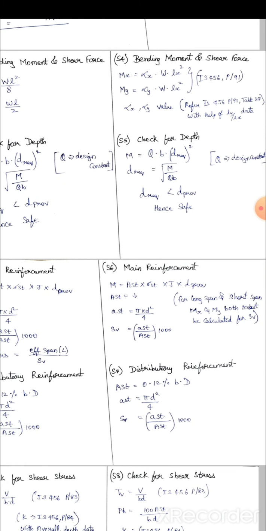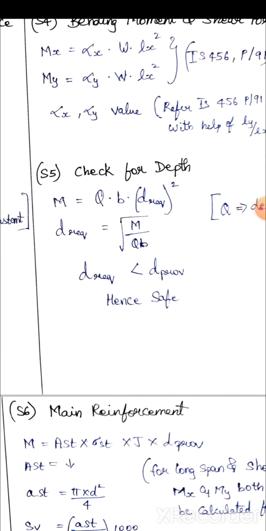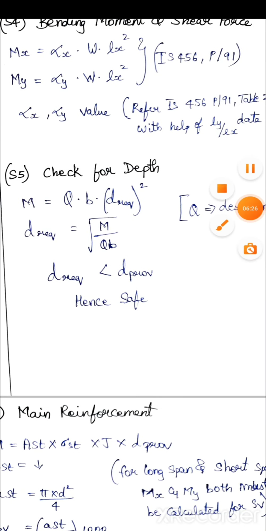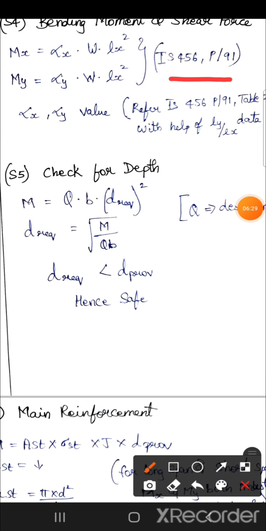For two-way slab, bending moment and shear force. For two-way slab, we must find longer span and shorter span. For both span, we must find the bending moment. So the formula is in IS 456 page number 91. The formula is available there.